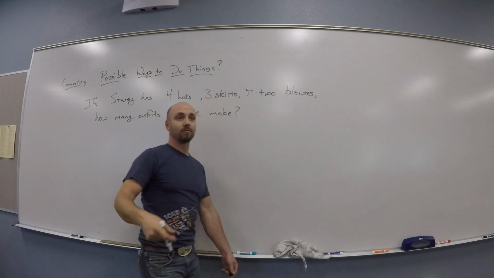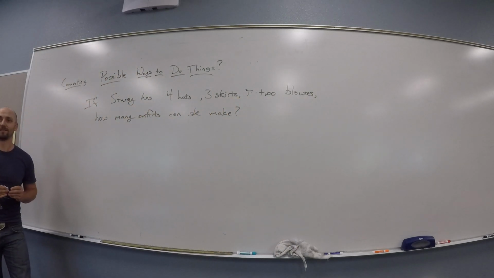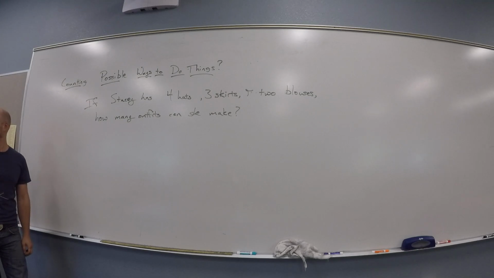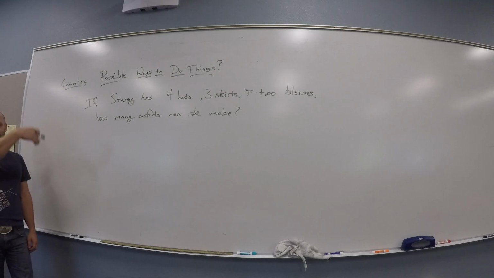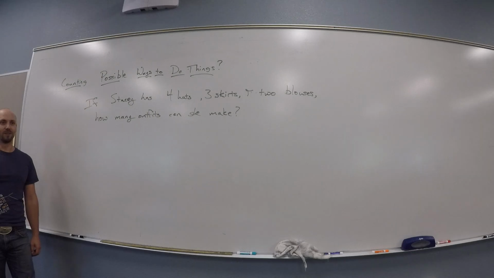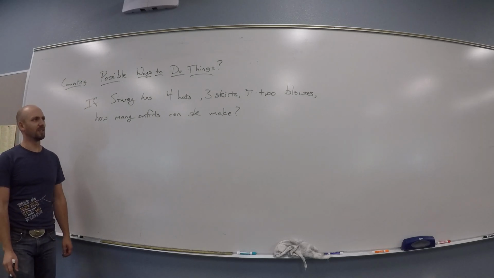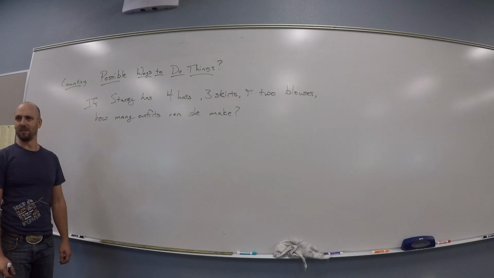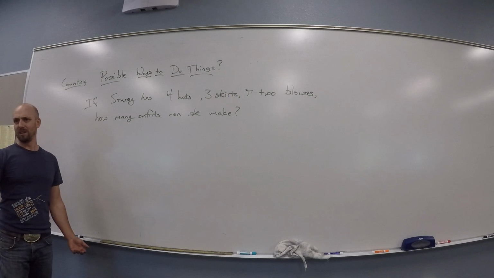Okay, so you would say probably 24, right? Where do you get that? Yeah, you multiply them all together. 4 hats, 3 skirts, and 2 blouses. Why would you multiply them all together? Because they're all different items of clothing. You can't wear a skirt as a shirt.